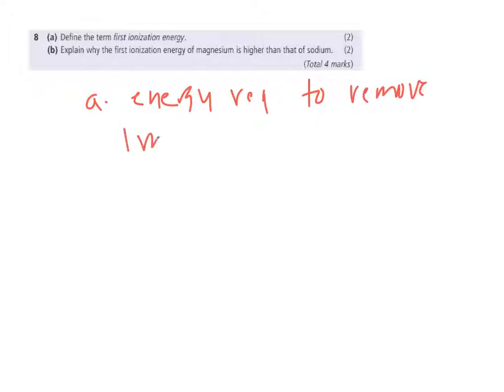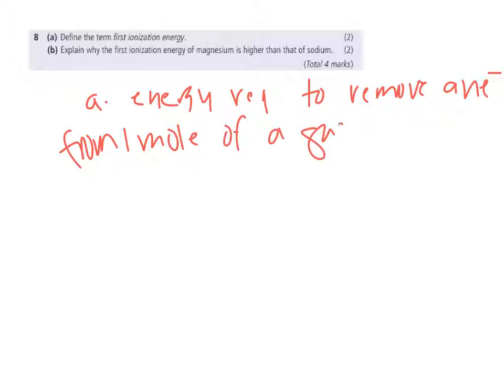Number 8 asks for the definition, define the term first ionization energy. So it's the energy required to remove 1 mole of electrons, or to remove an electron from 1 mole of a gaseous element.